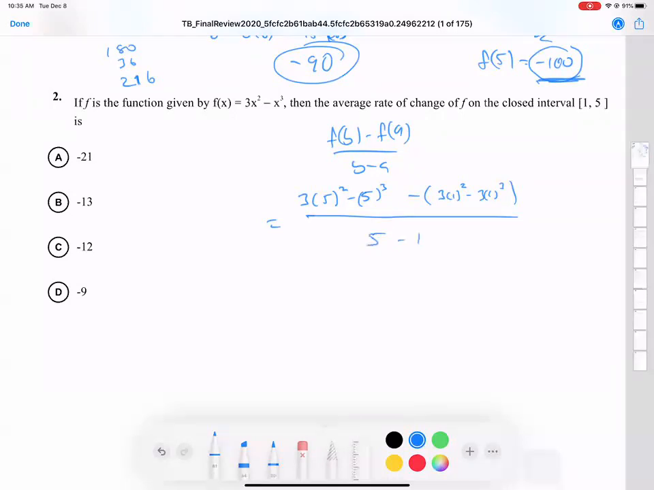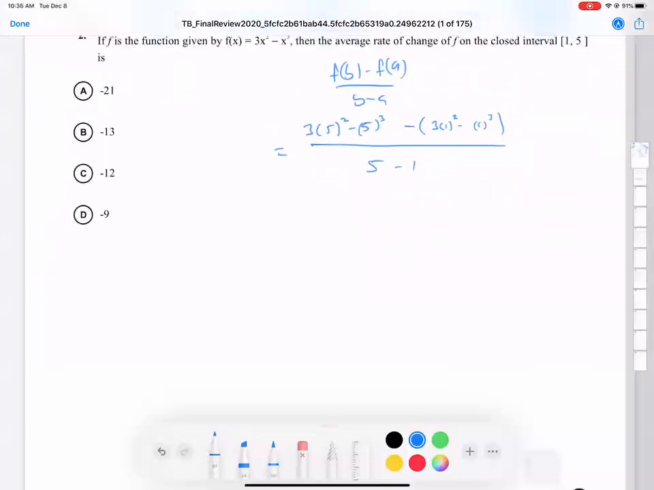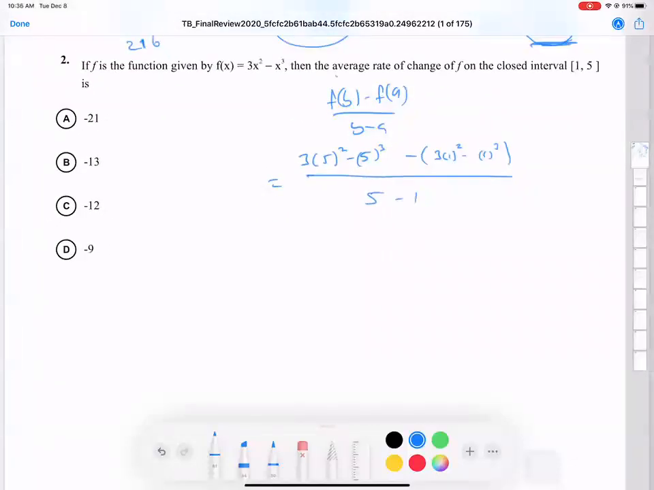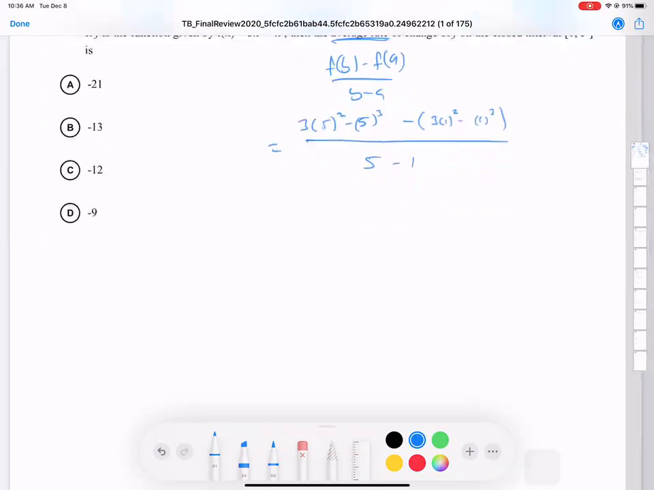Mr. Cole, I don't think there's a 3 in front of the second one. Oh, you're right. Thank you for catching that. I'm just going through these way too fast. Okay, and you guys do the math for that. This is all we have to do for the problem? Yeah, because that's what average rate is, the same idea as slope. Average rate is the same as slope.